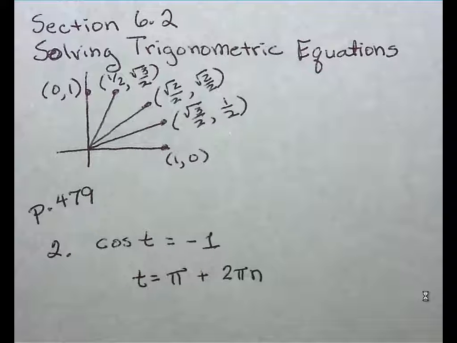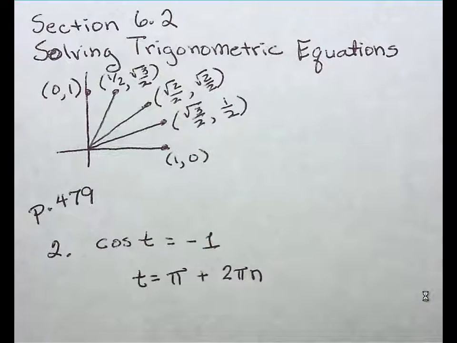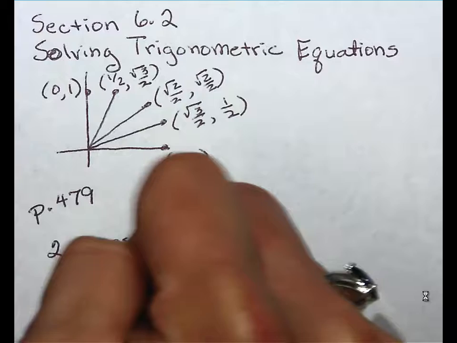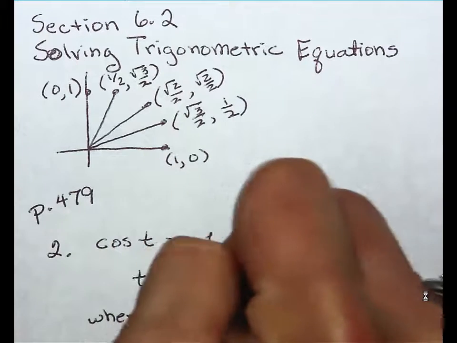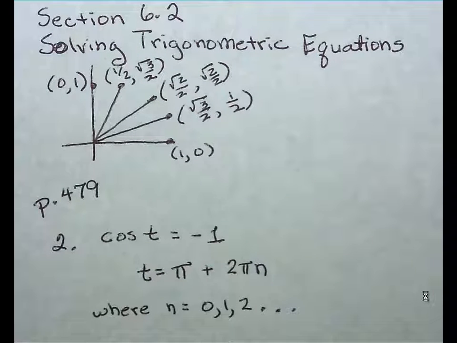All right. Let me write this just on this problem, and I won't write it anymore. Where n equals 0, 1, 2, dot, dot, dot. That's what n is understood to mean. All right. Number 4.